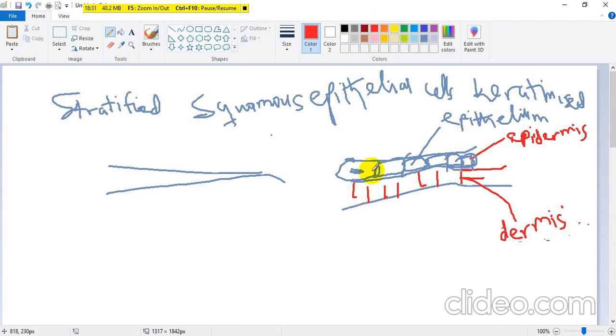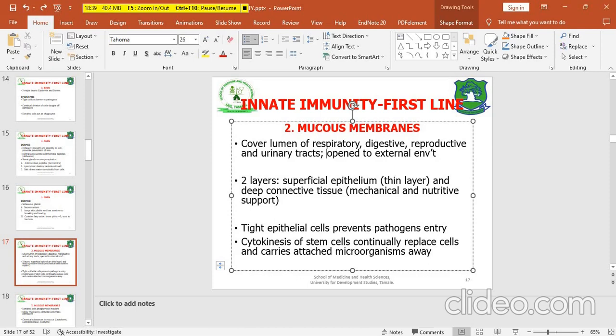So there is no gap here, no gap here, no gap or hole. There is no hole here. They have tight junctions. So we also say that cytokinesis is the division of the cytoplasm, or when a cell divides into two, the cytoplasm divides into two. That is what we call cytokinesis. The cytokinesis of stem cells continually replace cells and carries attached microorganisms away.